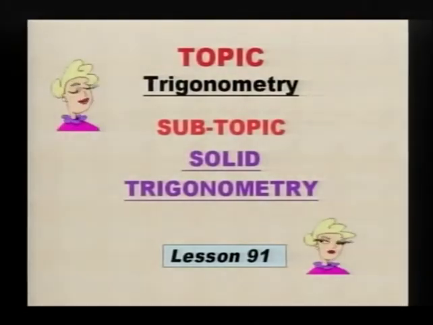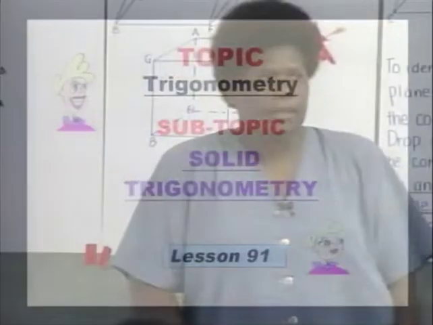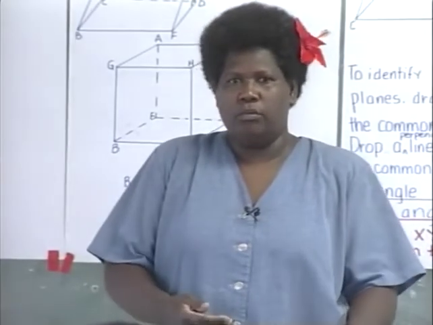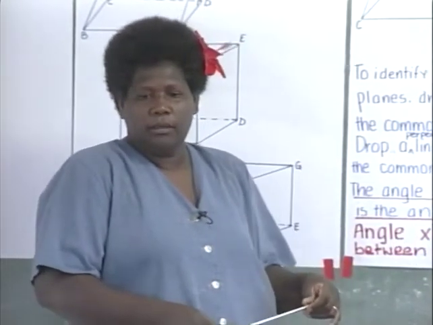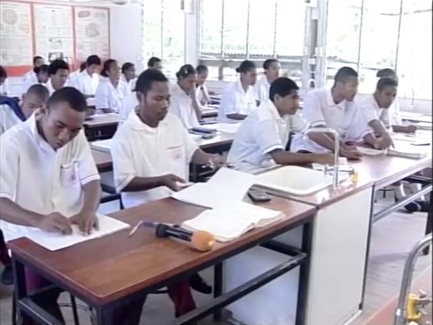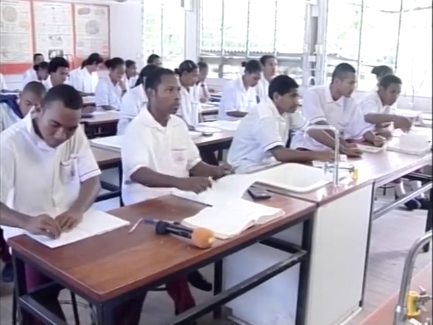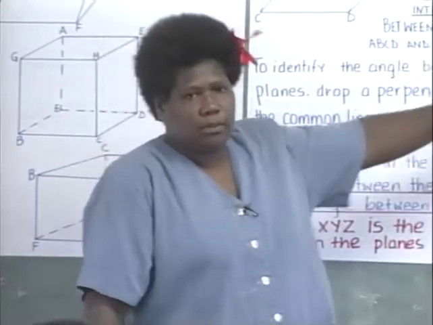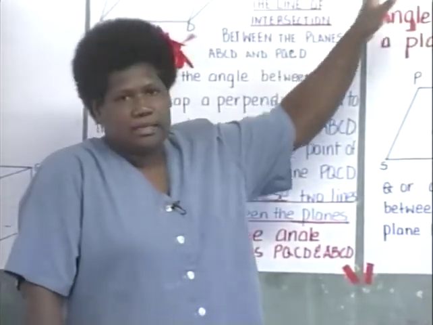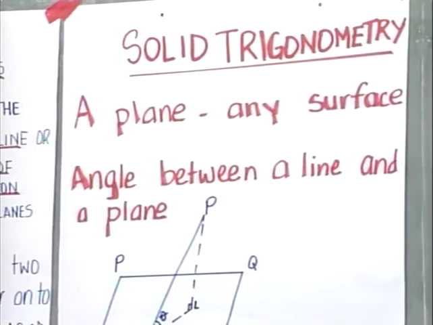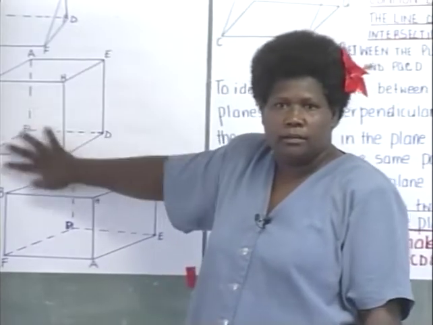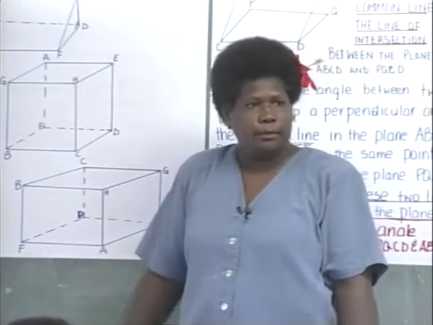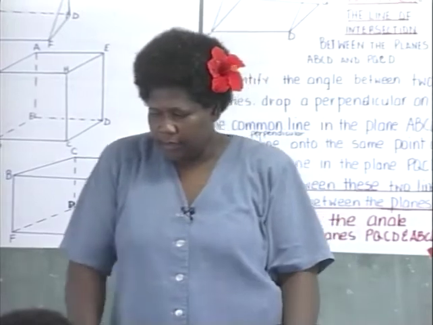All right, then today we'll be looking at solid trigonometry, which is the last thing we're supposed to look at in trig. The first thing we need to know about this is a plane, because we'll be looking at that. It has nothing to do with an aeroplane. A plane is any surface, like for instance the top of this table or the surface of this blackboard. So that's called a plane.